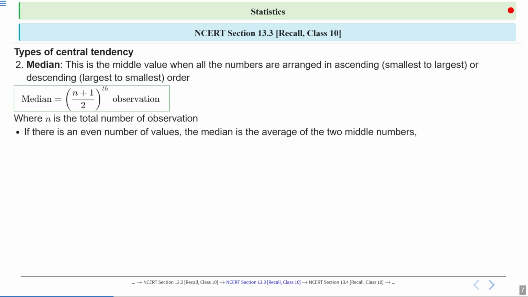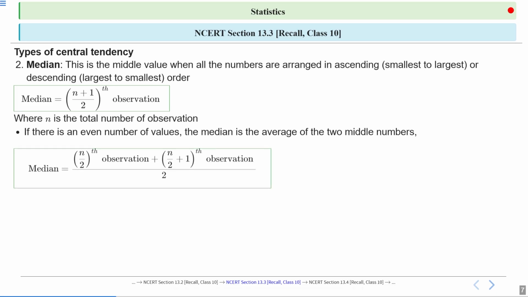If there is an even number of values, then the median is the average of the two middle numbers. So when n is an even number, the median is nothing but the average of the two middle numbers. So the median is equal to the (n by 2)th observation plus the (n by 2 plus 1)th observation, upon 2, where n is the total number of observations.